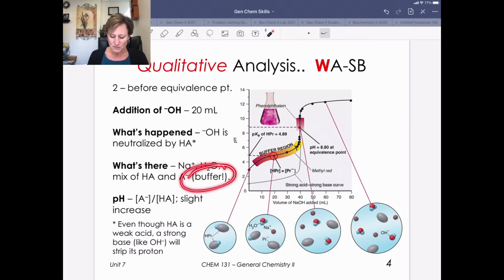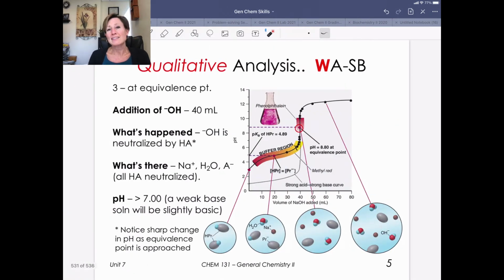That means we've got a buffer, which is really great because we can use the Henderson-Hasselbalch equation to calculate the pH. The pH is going to be dependent on whatever that ratio is. We're going to have a slight increase in pH because some of our acid army is being converted into our base army, but we can use the Henderson-Hasselbalch equation to figure out that pH.